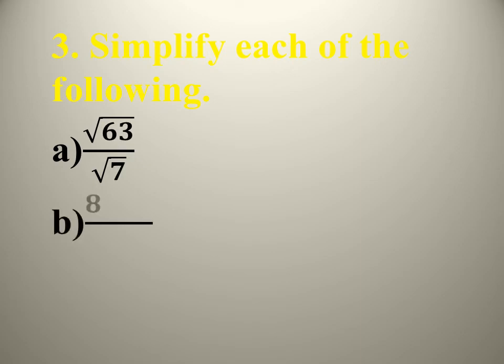Example 3. Simplify each of the following. a. Root 63 on root 7. b. 8 root 12 on 2 root 3.